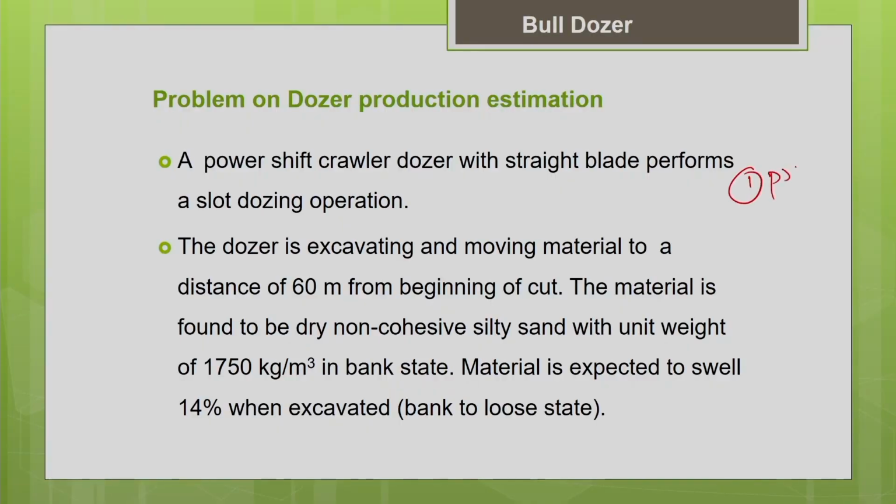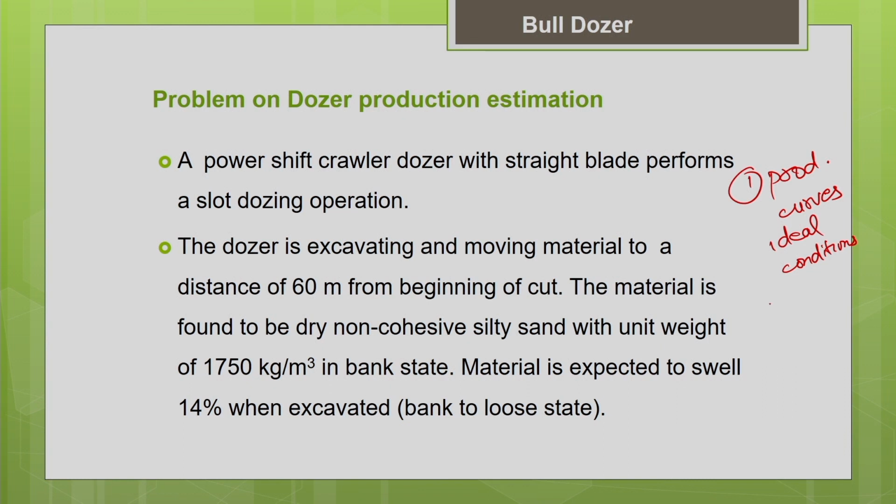So far we have discussed three different approaches to estimate the productivity of the bulldozer. One is using the production curves, which are drawn for the ideal conditions. We choose the value from the corresponding production curve supplied by the manufacturer and apply the correction factors according to the project conditions and find the actual productivity for the project conditions.